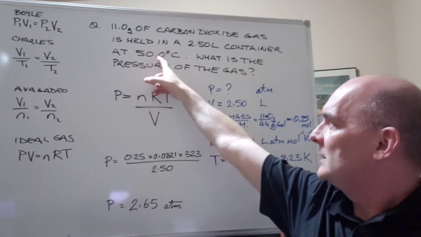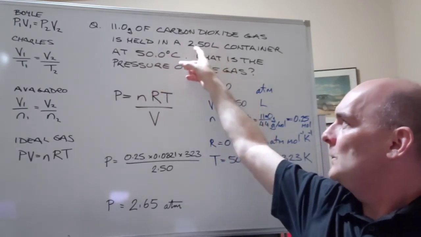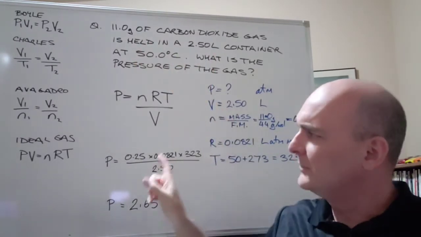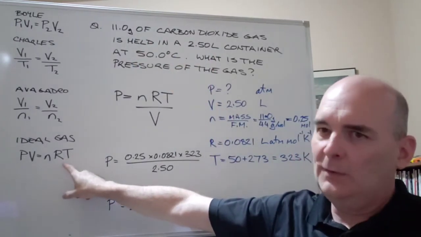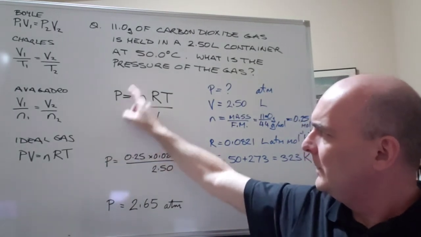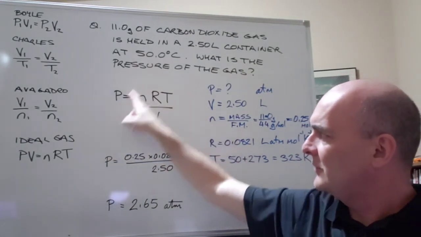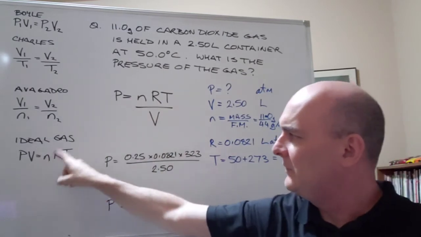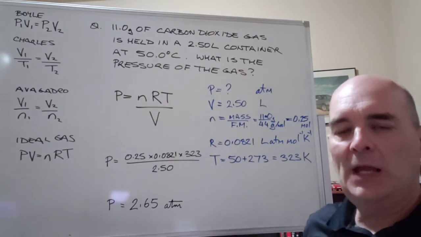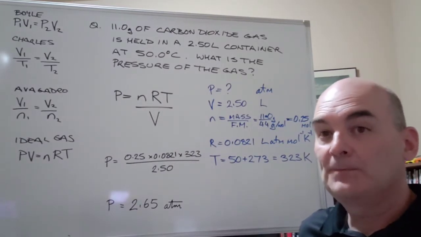So look, there's a temperature in there and a volume, and that's an amount. It isn't a mole amount, but it's an amount. This is going to be PV equals nRT. It's an ideal gas question. So the first thing we're going to do, because we need to solve for pressure, is to rearrange PV equals nRT to solve for P. P equals nRT divided by V.